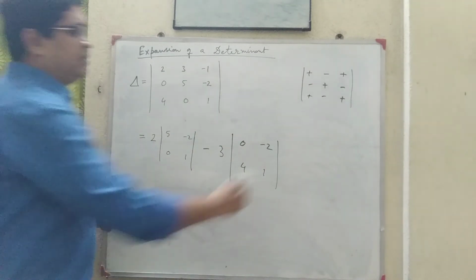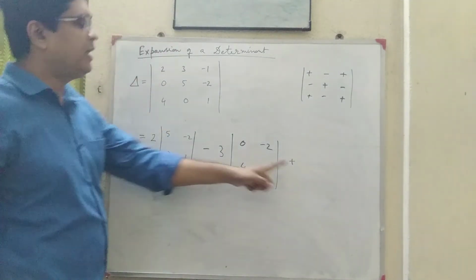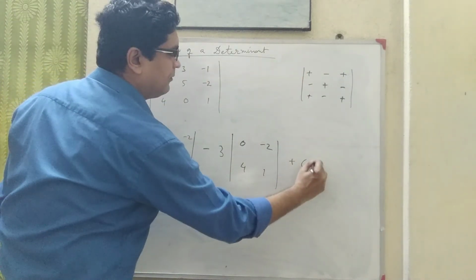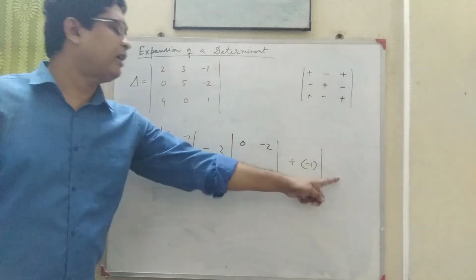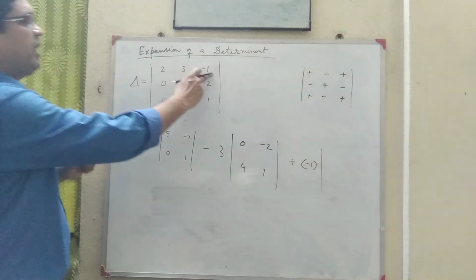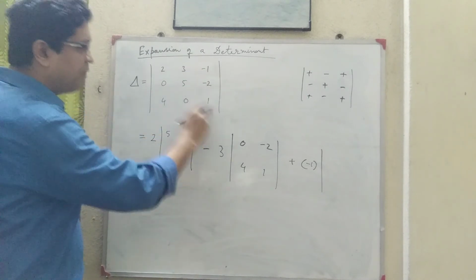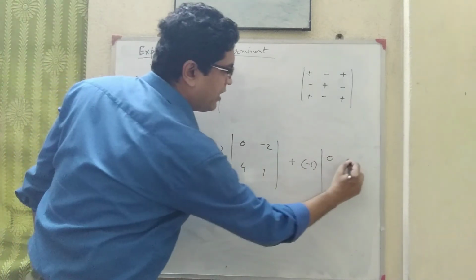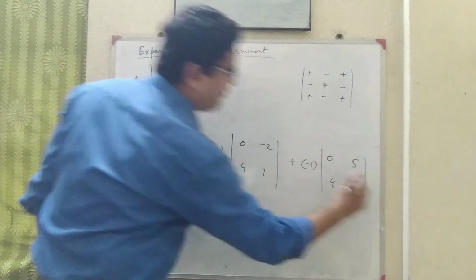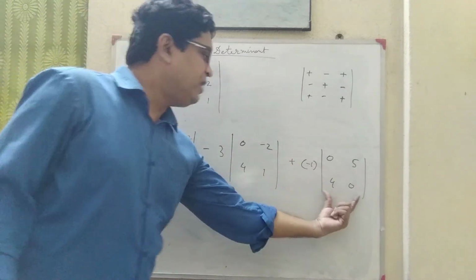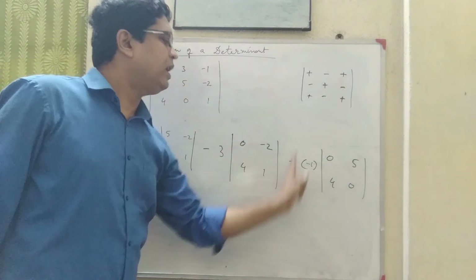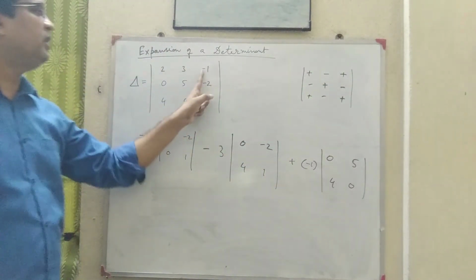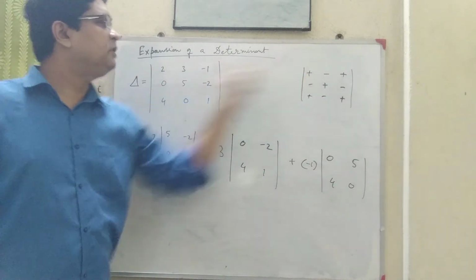Next we have to write plus, because the sign is plus in this position. So minus 1 into what will be the cofactor here? Minus 1 lies in the first row and the third column. So you cover the first row and third column, and the remaining elements 0, 5, 4, 0 in determinant form give the minor. The sign here is plus, because minus 1 is in this position and the sign of this position is plus.